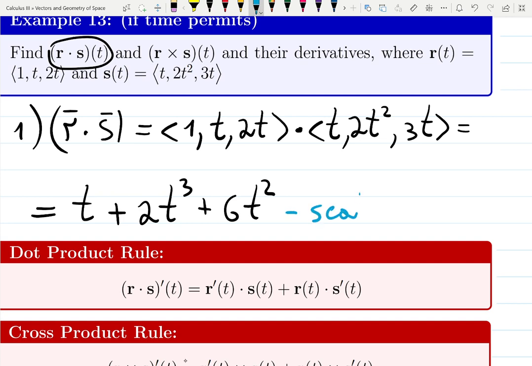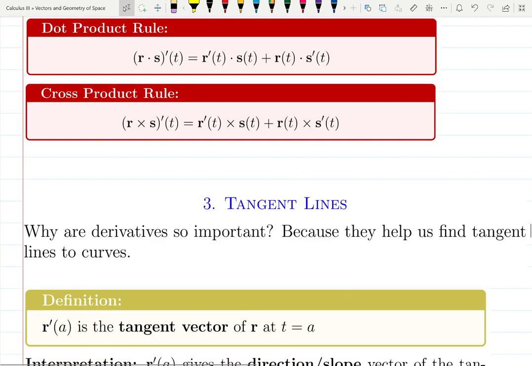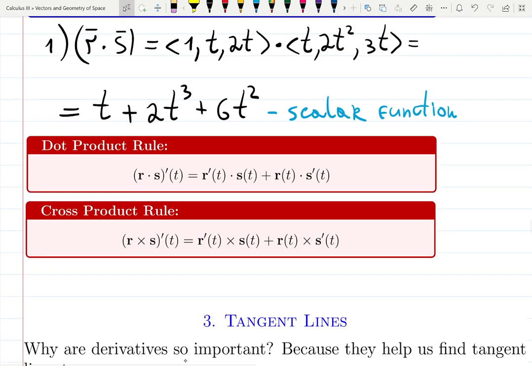So this is a scalar function. And now we can do two things. Either we take the derivative of that. So we can just check. Either we do r dot s prime, and now we either take the derivative of t plus 2t cubed plus 6t squared, which is easier, or we do the product rule.